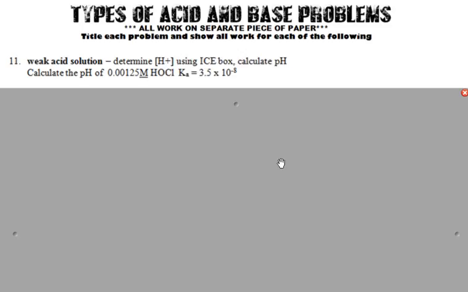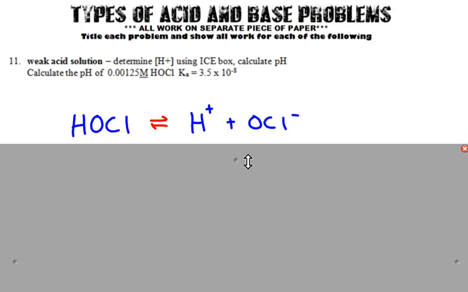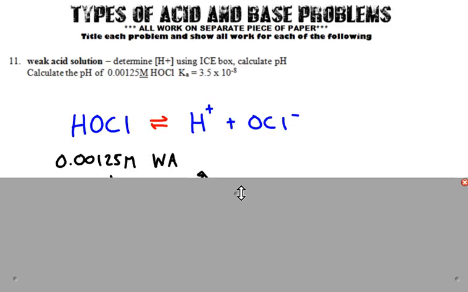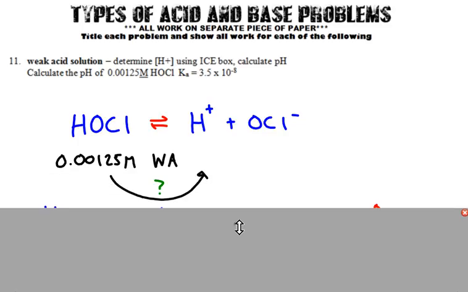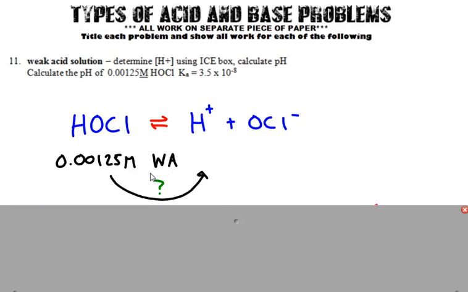Problem number 11 is a weak acid solution. This is different. This is my formula right here. As you can see, HOCl will become H plus and OCl minus. The issue is this is a weak acid. So weak acid does not allow me to know that it is 100% dissociation. In fact, it's hardly anything at all. So how far to the right will it go?